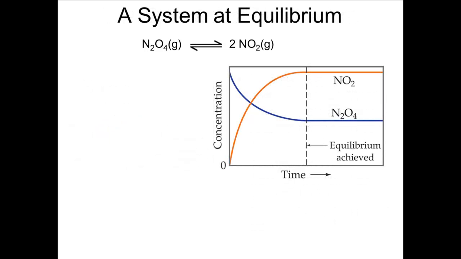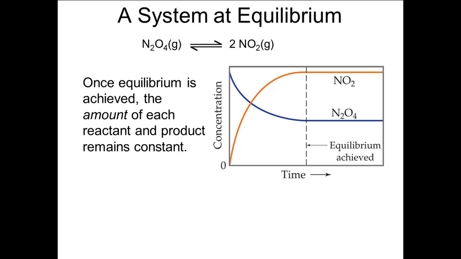Now let's look at a graph of the concentrations of N2O4 and NO2. Since we start with only N2O4, its concentration starts out high and decreases. The concentration of NO2 starts out at 0 and increases. Once we have reached equilibrium, the concentrations stop changing because the reactants are being produced by the reverse reaction just as rapidly as they are being used by the forward reaction, and the products are being made by the forward reaction as rapidly as they are being used by the reverse reaction.